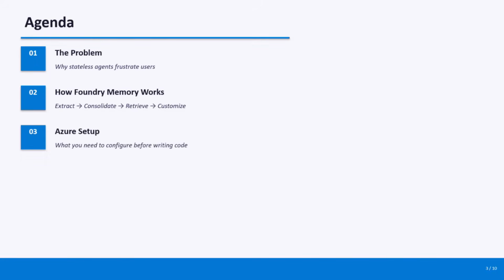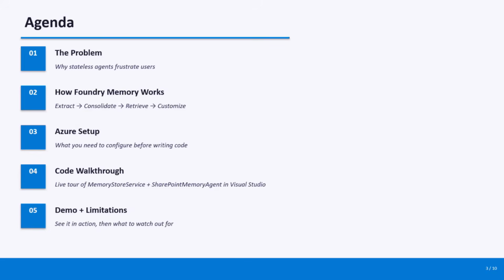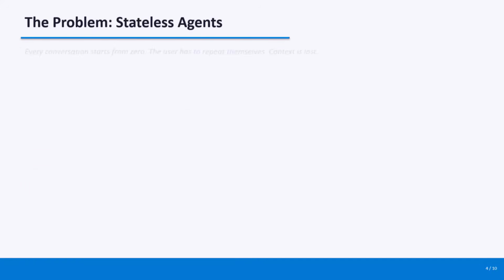After that, we will cover what you need to set up in Azure before writing a single line of code, like projects, models, connections, and permissions. Once that's in place, we will jump into Visual Studio and walk through the actual implementation. And finally, we will close with a live demo and the practical limitations you should be aware of before using this in production.